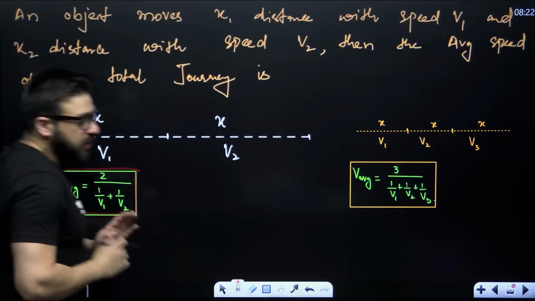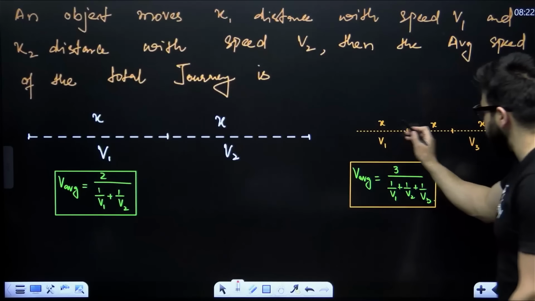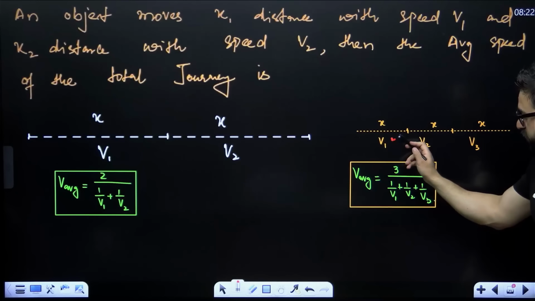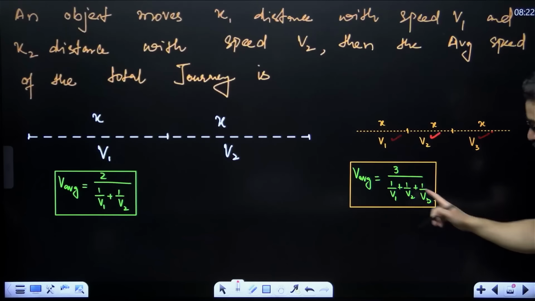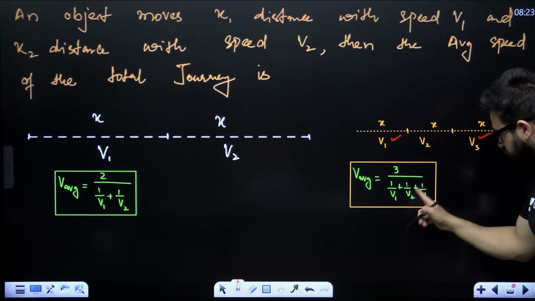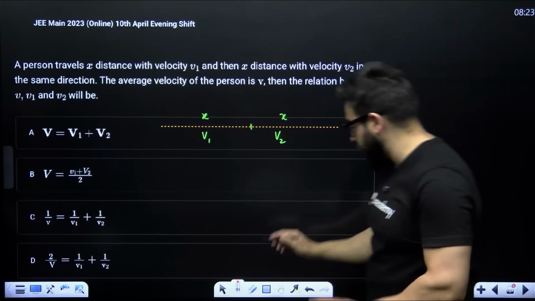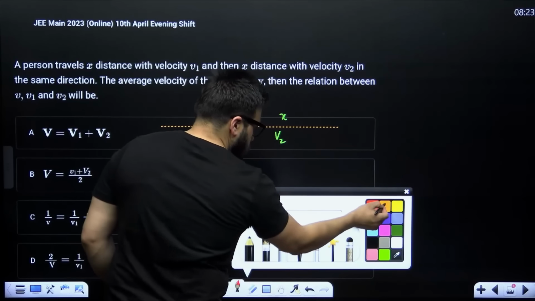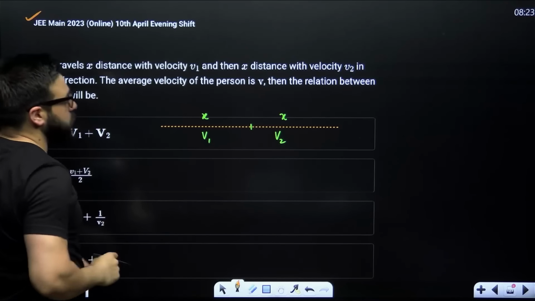Directly remember. Now, if you have three equal distances, x, x, x, here it is moving with v1, v2 and v3. So here it will be 3 upon 1 by v1, 1 by v2, 1 by v3. Let's take a look at the question. This is the question which was asked in, I would say, JEE 2023.